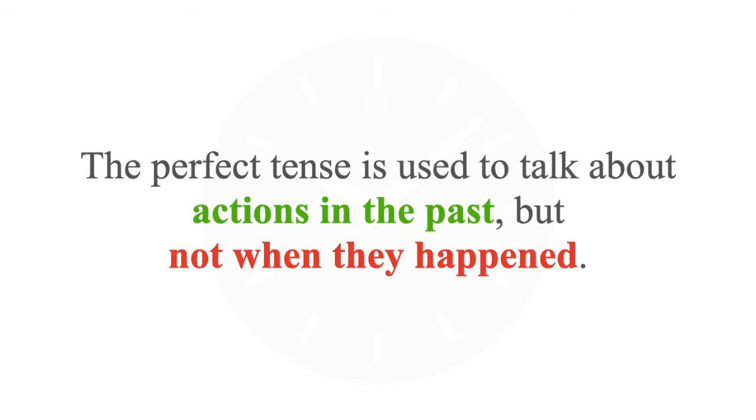The perfect tense is usually used to talk about an action in the past, but not when the actions actually happened. That's the important part to note from this class today. Actions in the past, but we don't care about when they happened. So for example, and I'll make a video about this later on, when we use the past tense, I went shopping yesterday. But when we use the perfect tense, we'll just say, I have been shopping. The action is important, but the time is not as important.